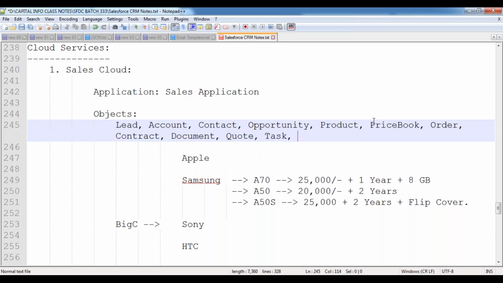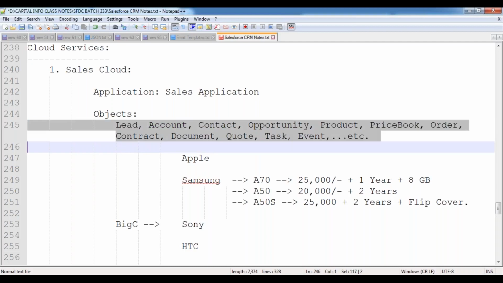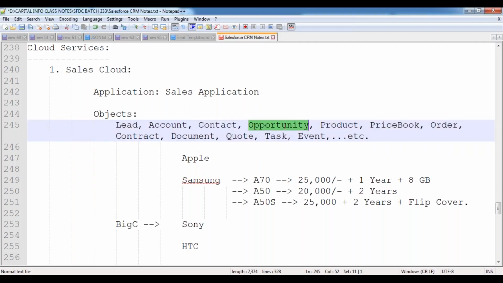We are using the task object, the event object. Like that, we are using various objects as part of the Sales application. So to store the sales-related data, these are the various tables which we are using: the lead table, account table, contact table, opportunity table, product, price book, order, contract, document, quote, task, event. Like that, we are using various tables.